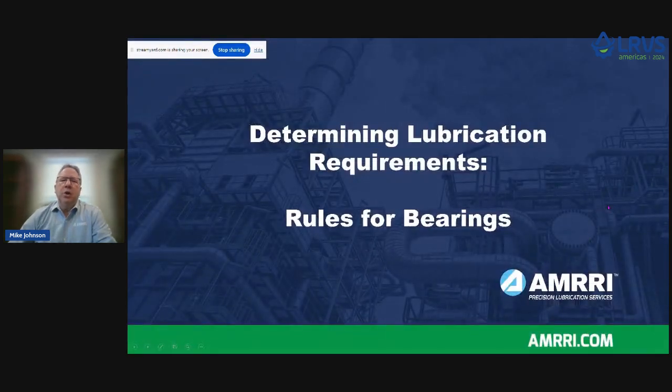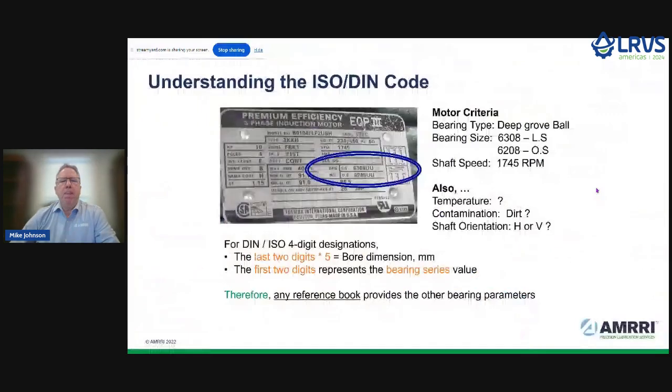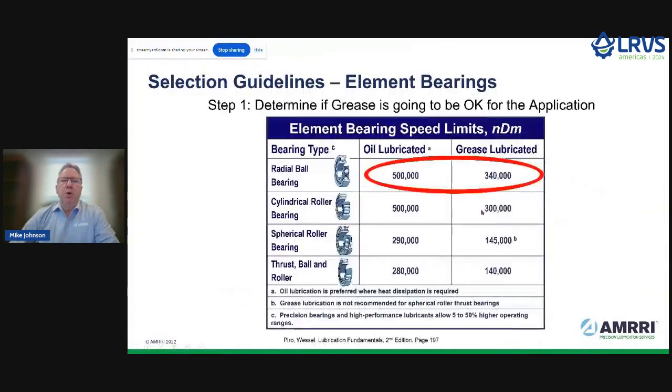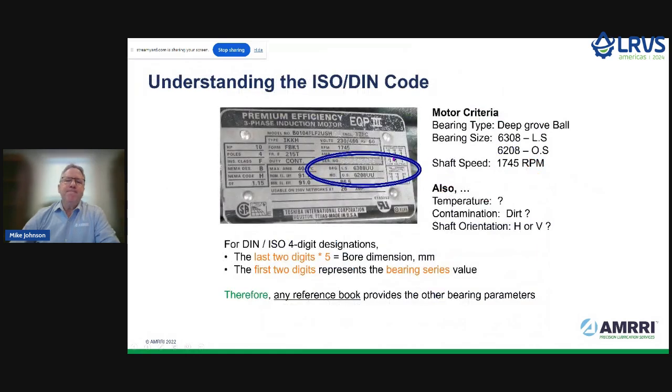Let's take a quick look at what that looks like. We'll start with electric motor bearings. We'll look at the nameplate. We'll identify the bearing descriptor number. This is an ISO or DIN standard number.